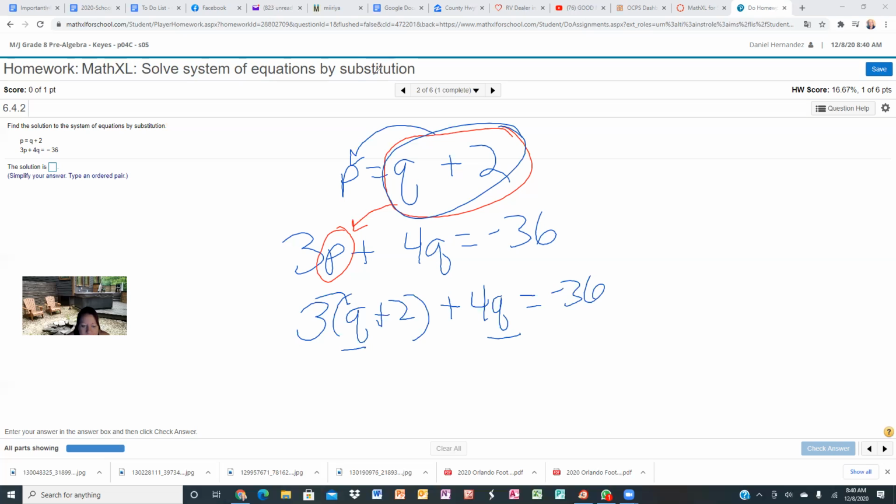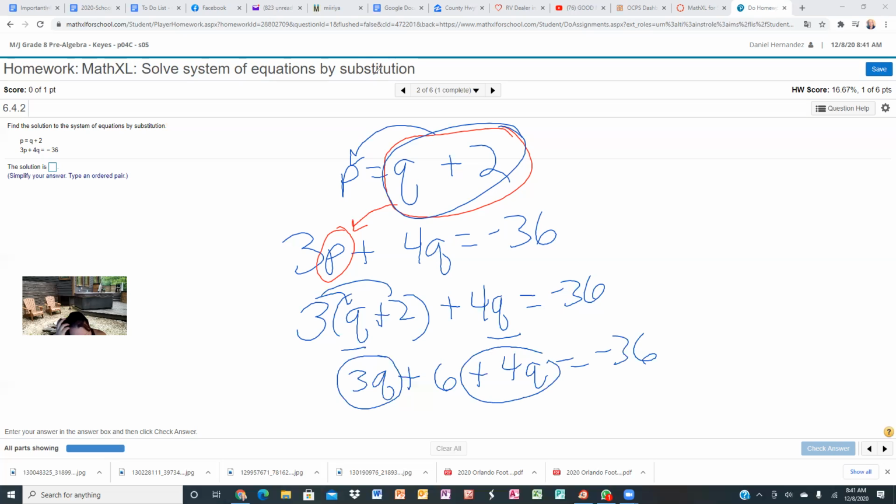All right, so then the next step is to distribute. So 3Q plus 3 times 2, which is 6, plus 4Q equals negative 36. What things can I combine on the left? I got a 3Q and I got a 4Q. So those are all Q's, so I can add them together. So what's 3Q plus 4Q?